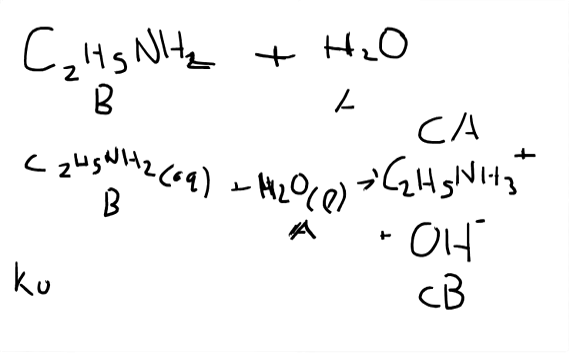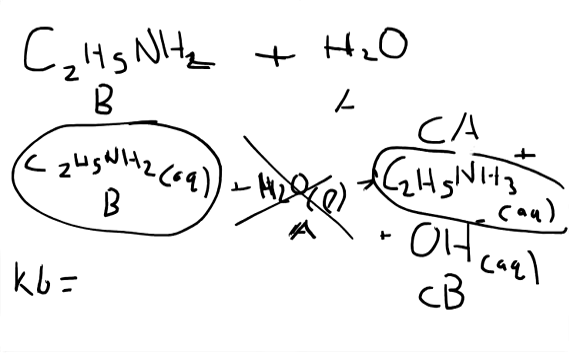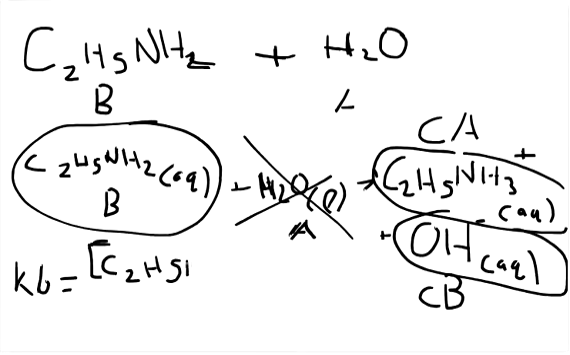Now when writing the KB expression, we would only use the values that have phases that are aqueous. We know, of course, that H2O is not aqueous, and the other three are in fact aqueous. So we write it as follows. We would write the conjugate acid. It doesn't really matter the order, to be honest. C2H5NH3 plus, times the concentration of OH minus. Don't forget the plus and minus sign, like I just did.